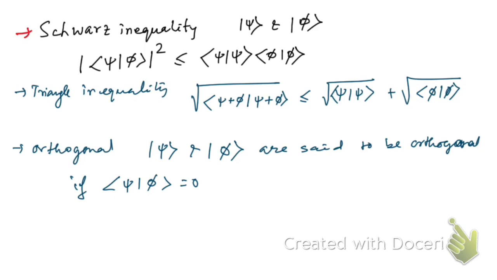As in the case of general vectors that we used to know, a dot b is 0 means these two are perpendicular. Similarly, if the scalar product of phi and psi is 0, then they are orthogonal. Okay, and one more thing is orthonormal.